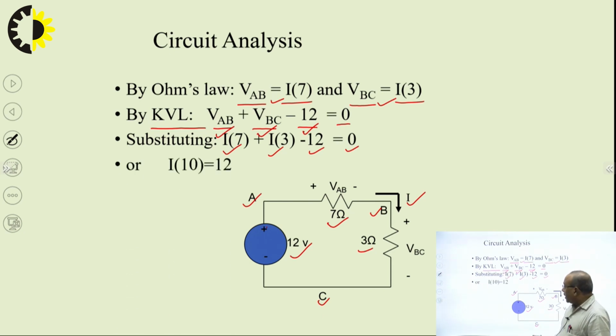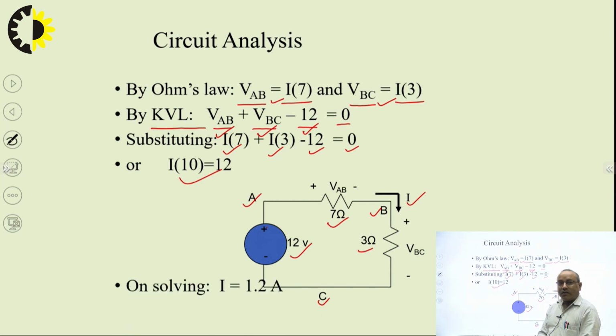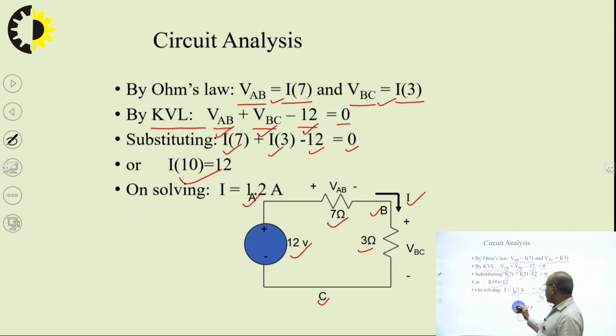So, from this, I into 10 equal to 12, that is the equation, and finally from this we can get the value of current I, that comes out as 1.2 ampere. So that way, by applying KVL in the loop or mesh of the circuit, we can find the current in the loop or mesh, plus we can find potential drops or voltage drops in the different branches of the loop.